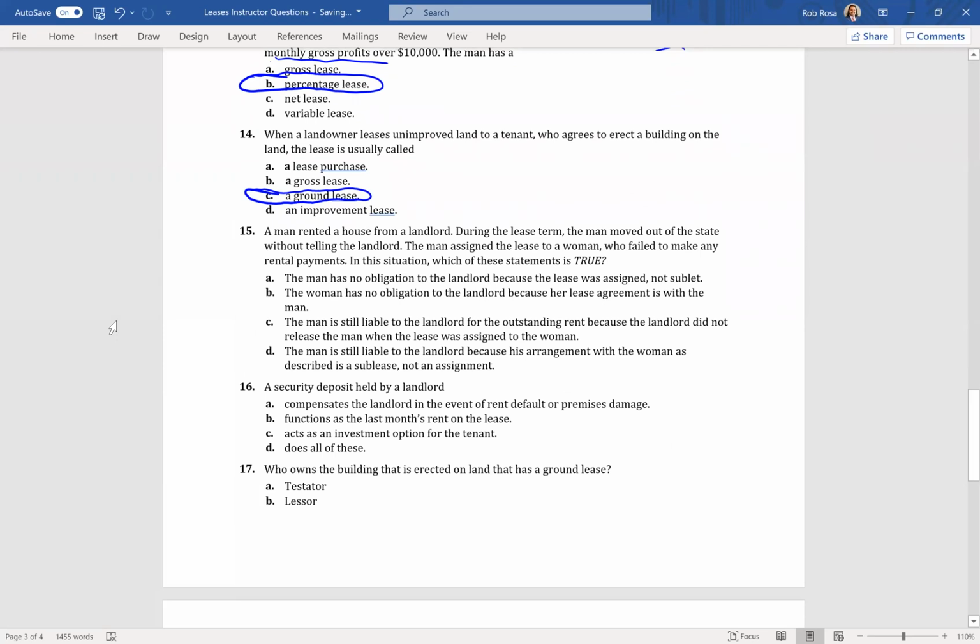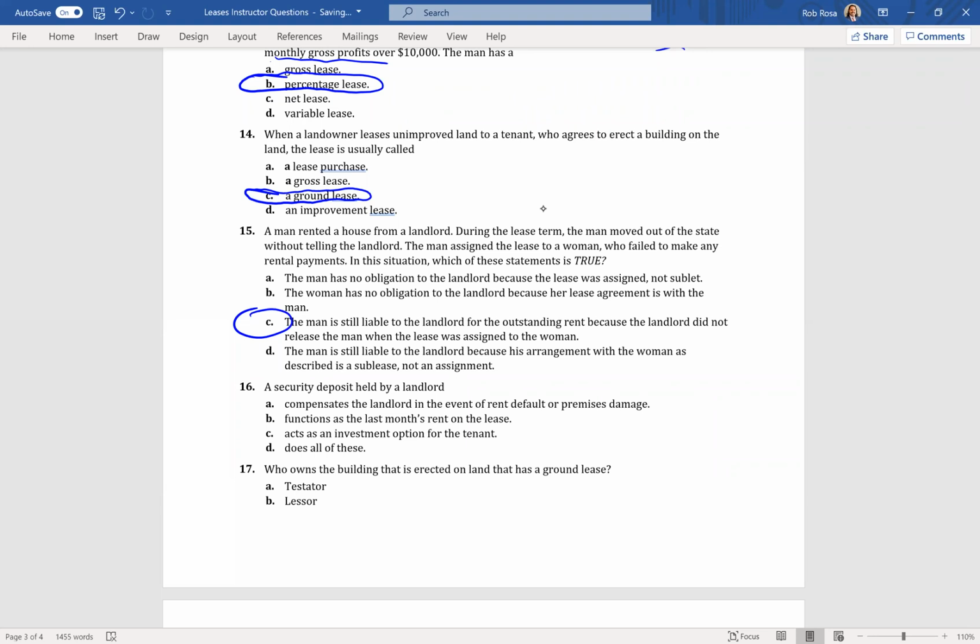Number 15, a man rented a house from a landlord. This is a horrible question. D. Could be C. I put D. I had to mute all, sorry, it was getting loud. So I don't know. C. C, right? The man who failed to make the rent in this situation, it would be C. The man is still liable to the landlord for the outstanding rent because the landlord did not release the man.